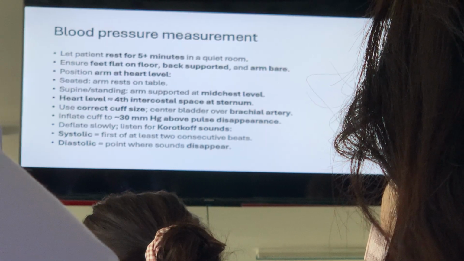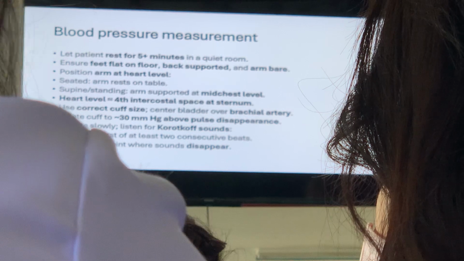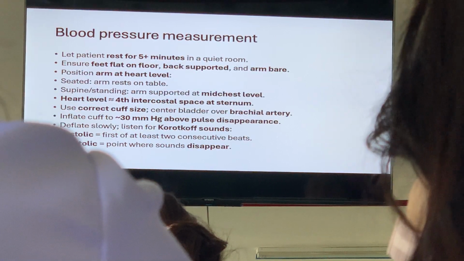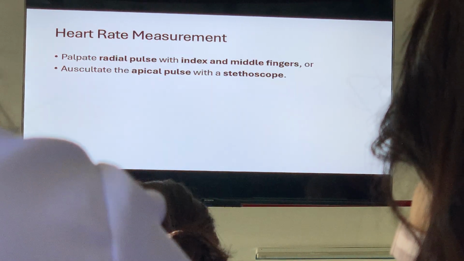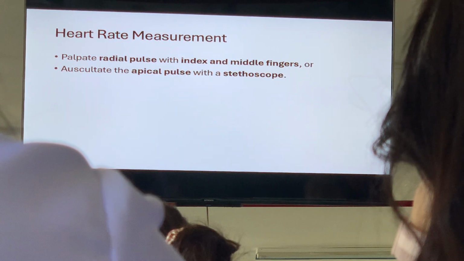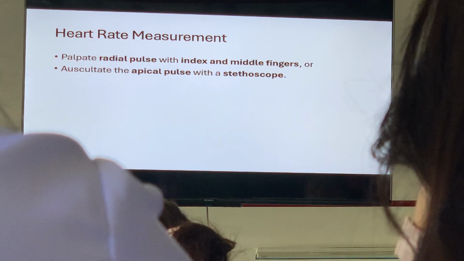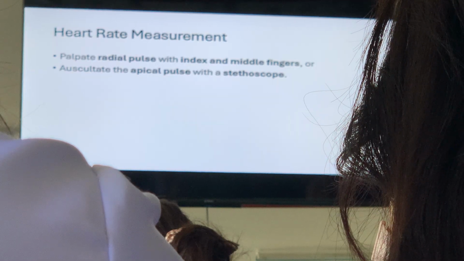And then you have to deflate it slowly. The first 2 heart sounds that you can hear, at least 2 consecutive beats, that's your systolic, and once it disappears, that will be your diastolic blood pressure. So I presume all of you know how to get the heart rate already and palpate the pulse, so I don't think I need to focus on this further.